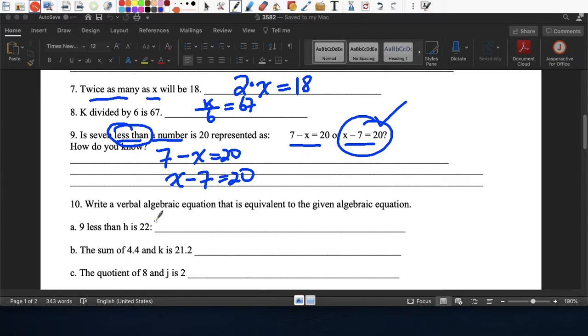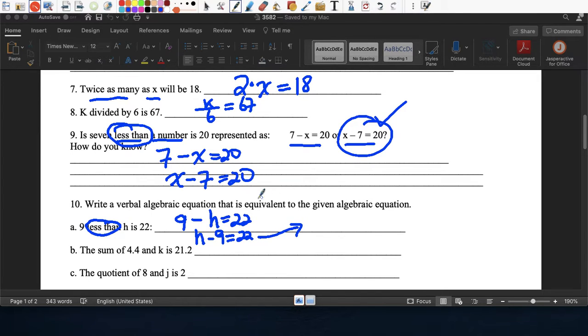Now, they are asking us to write in words, usando palabras, in another way. So let me write this as an expression first. So 9 is 9. Less than is minus. H equals 22. But less than is a turnaround, yeah? So let's turn that around. H minus 9 equals 22.